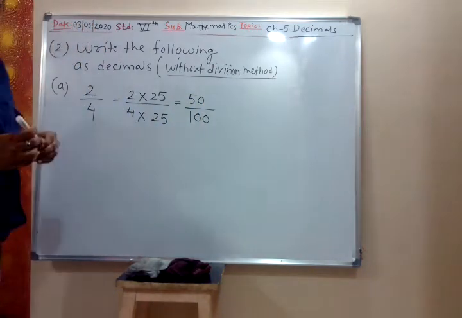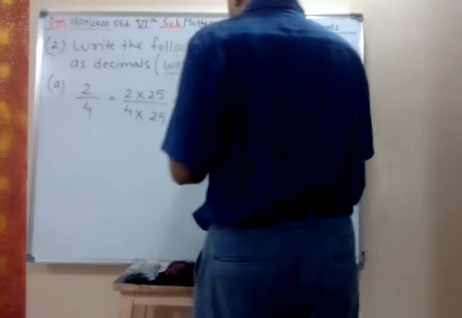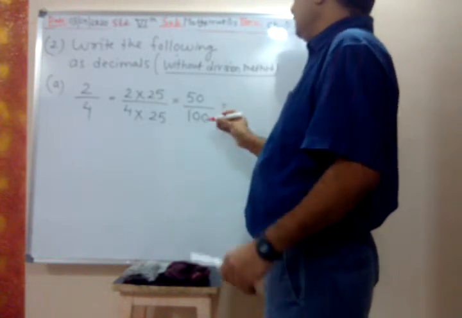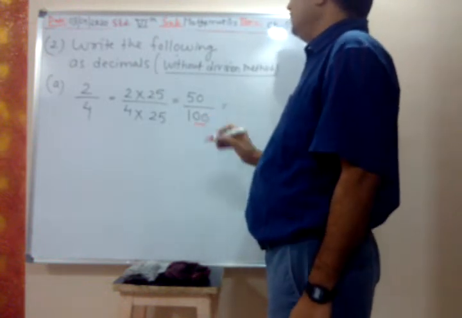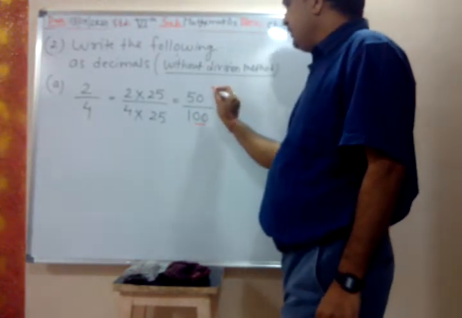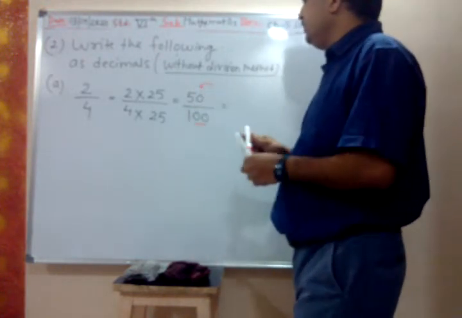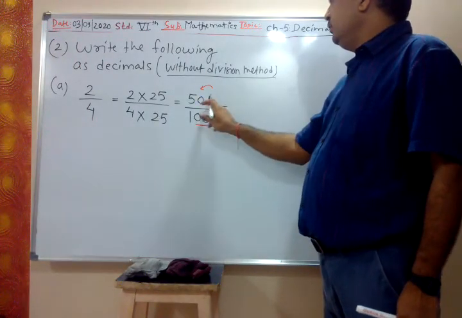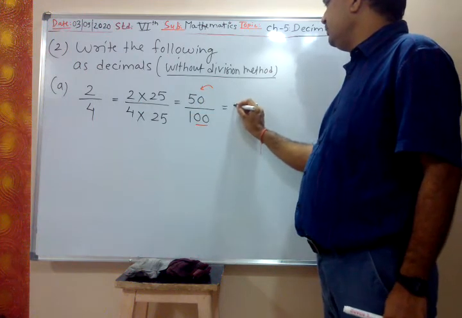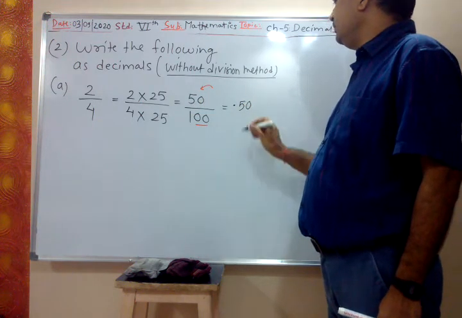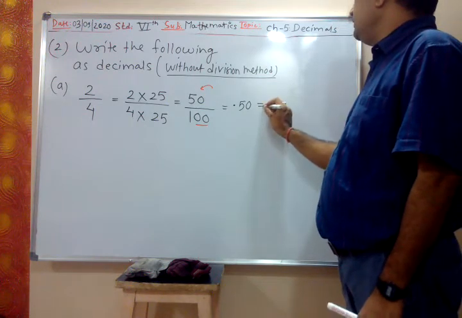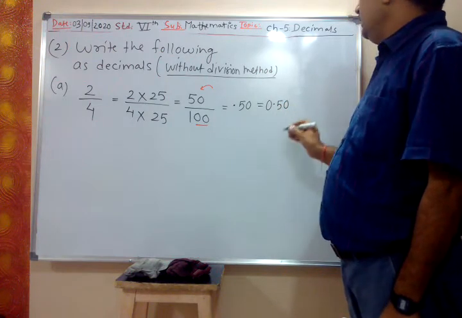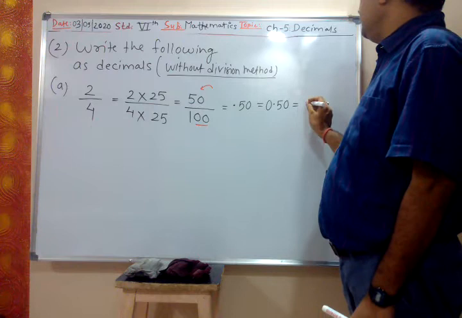Let us put the decimal. So there are 2 zeros. So I will start from right and put the decimal after 2 digits. So it is 1, 2. Put the decimal, 0.50. 0.50 is same as 0.5.